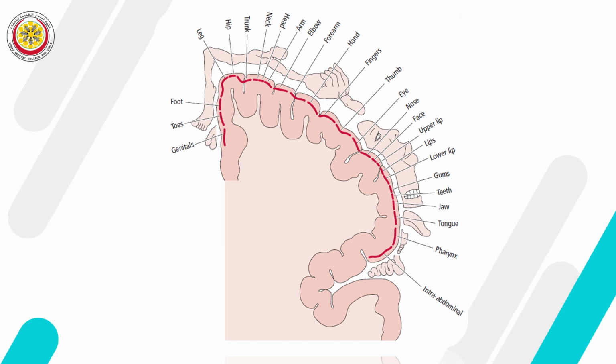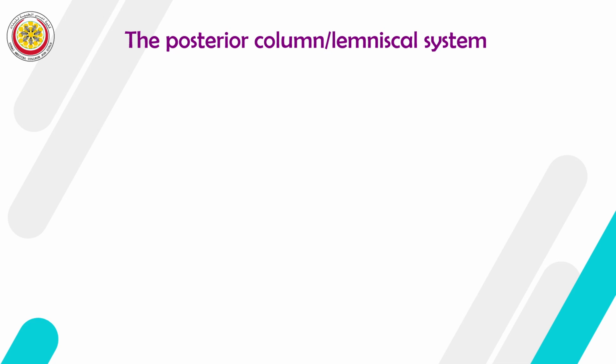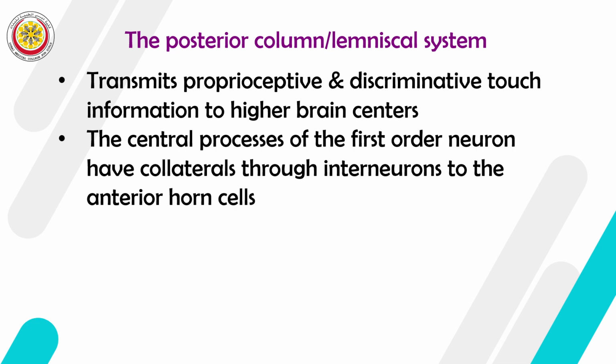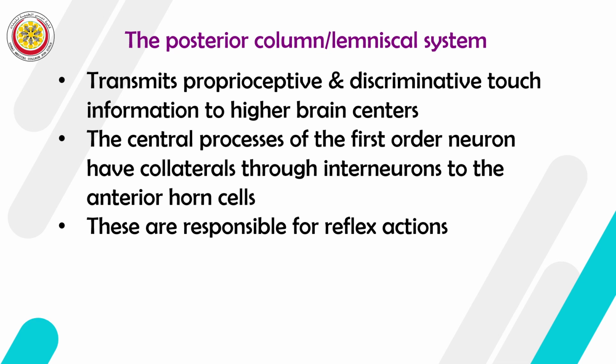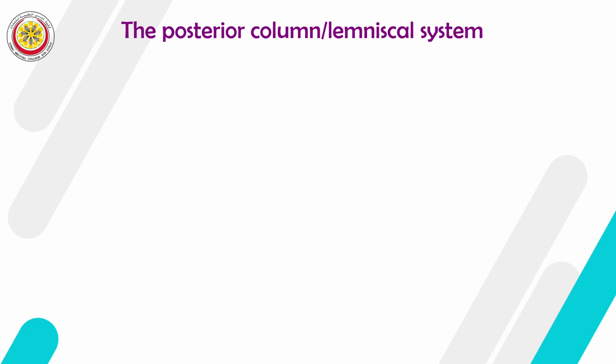This is more detailed, exact location of each sensory experience. Now, the posterior column is for subconscious proprioception, proprioceptive and discriminative touch information, and you know it, yeah? Proprioception plus discriminative touch in the posterior column. Central processes of the first order ascend, they do not synapse, they ascend directly as the tractus cuneatus and the tractus gracilis.